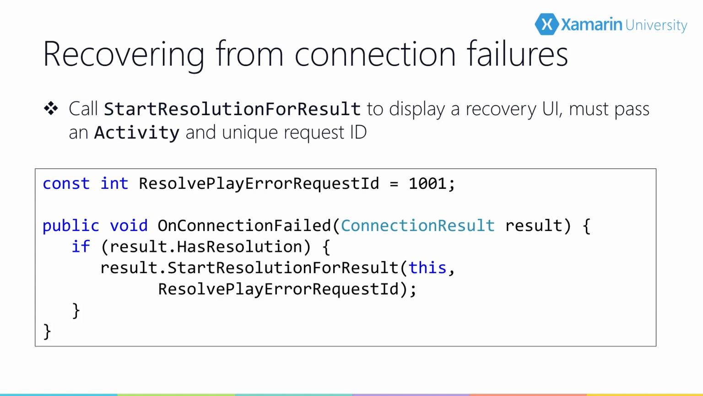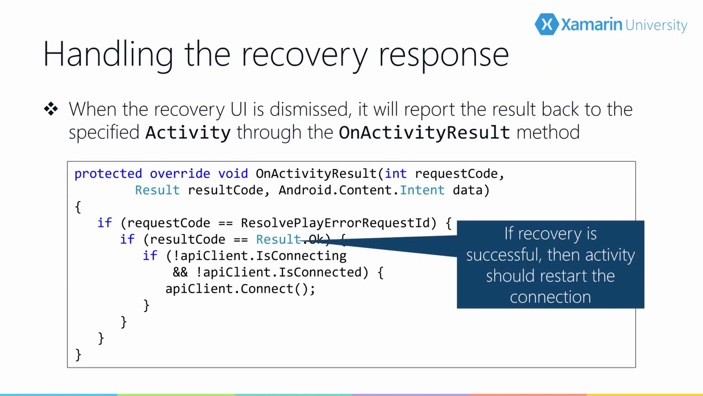This actual launching intent is exposed by the connectionResult.Resolution property, and it can be used to take more control over the recovery process. Typically, as you can see here in this code, you'll make the current activity the receiver, and that means you'll need to implement onActivityResult. In the onActivityResult handler, you need to check to make sure it's the request ID you expect, and then check the result code. If it's successful, then you need to reinitiate the connect operation.